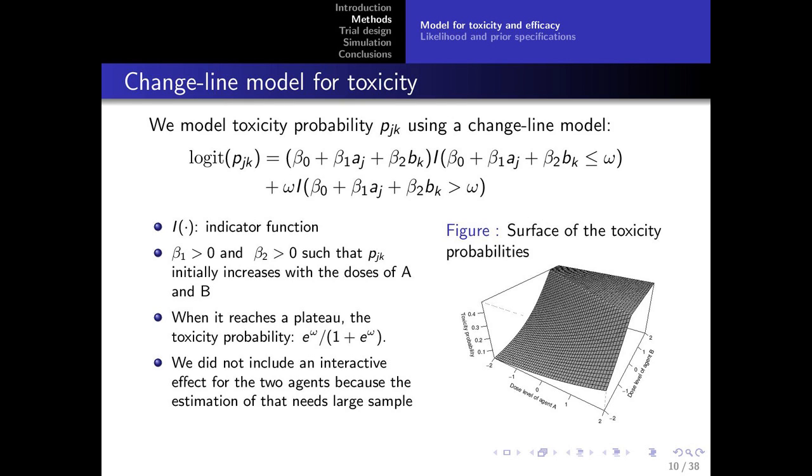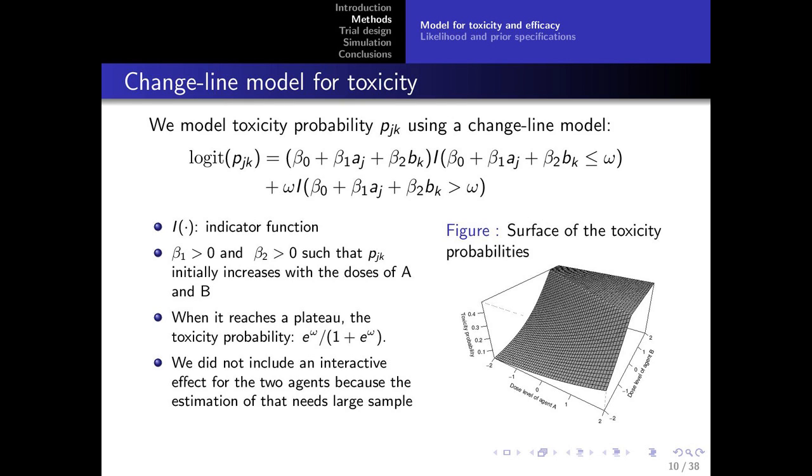In this case, you can see the dose toxicity surface monotonically increases with the dose. And once beta 0 plus beta 1 AJ plus beta 2 BK is larger than W, the first term turns off, and the second term turns on. The second term is just a constant W. After that point, the toxicity essentially stays constant. When it has reached a plateau, the toxicity probability is given by the exponential of W divided by 1 plus the exponential of W.